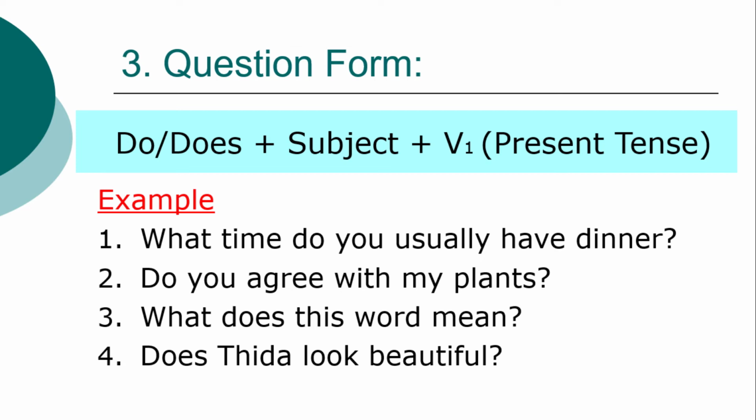So what is the WH question. Do plus you is the subject and have is the verb 1. Example number 2. Do you agree with my plan? So do is the first, plus you is the subject, and agree is verb 1.